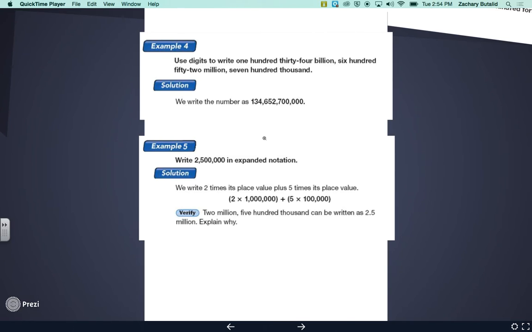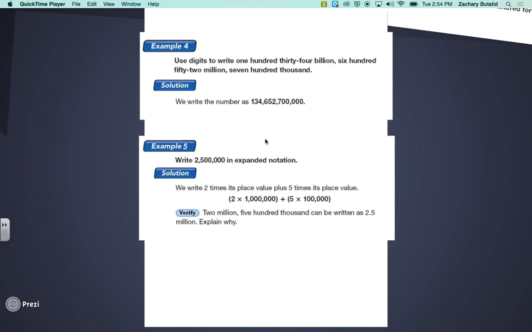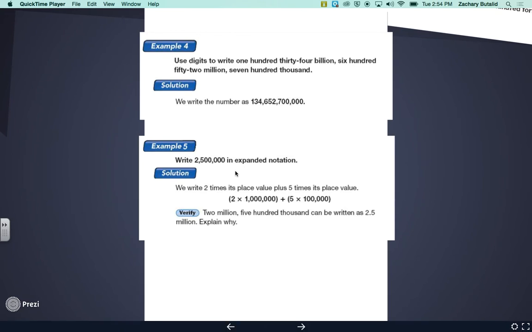All right, then we're on example number 5. We're going to write 2,500,000 in expanded notation. So we write 2 times the place value, so 2 times the place value of this number, which is a million, and then 5 times this place value, which is 500,000. I mean, which is 100,000. So 2 times 1 million plus 5 times 100,000. Okay, and that's how you would write this in expanded notation.